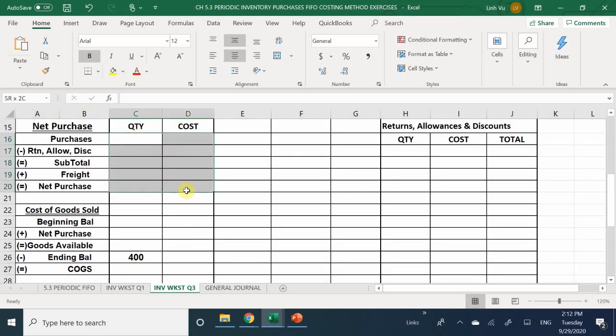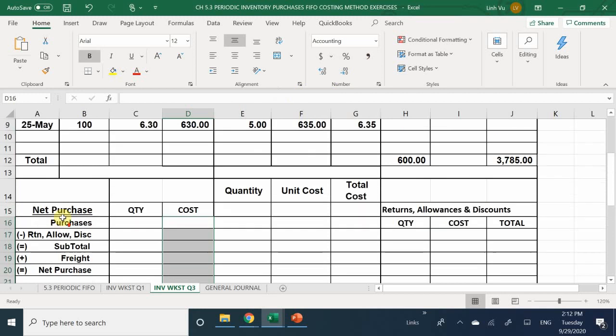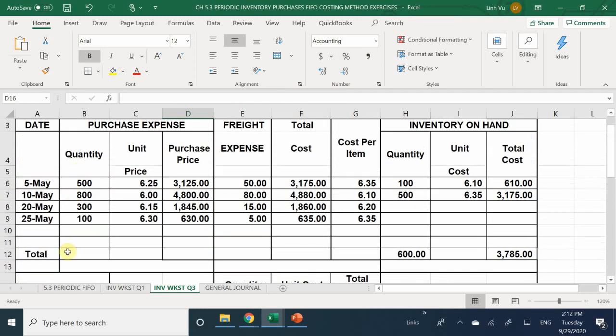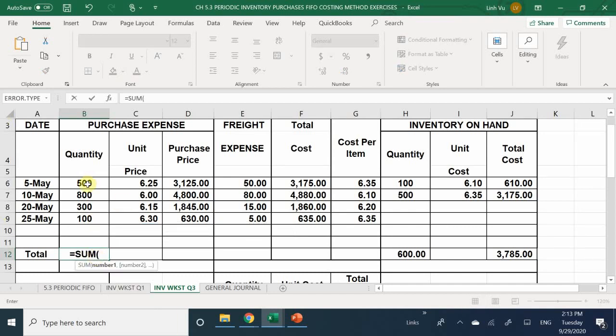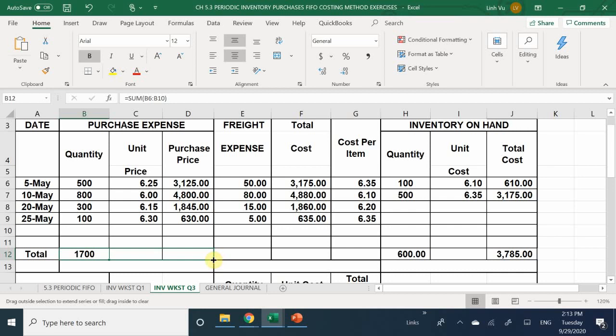Now, with that being said, we are going to be looking at solving for the total net purchases. Okay, so what do we got to do first? We got to add up our columns, right? So, what is the total quantity I have? Quantity is 1,700. Total purchase price is $10,400. Okay, total shipping or freight is $150. And what's my total cost going to be? It is $10,550. Good.